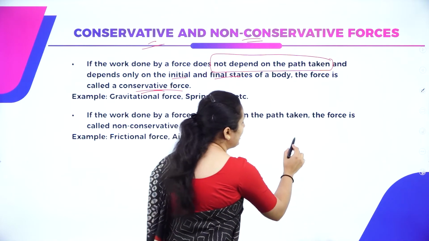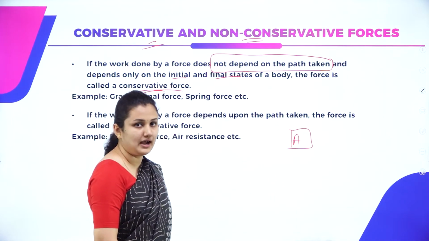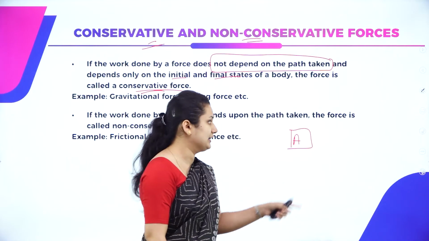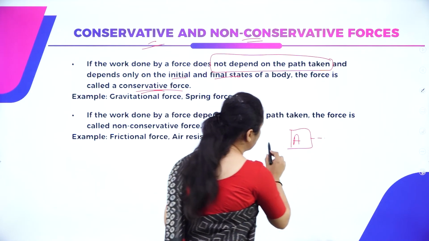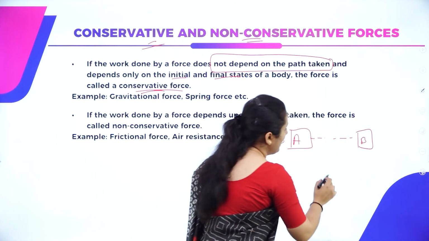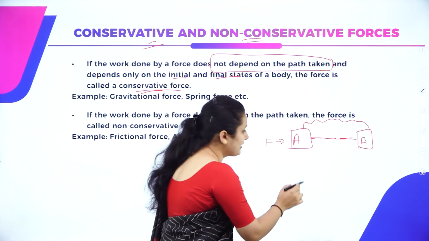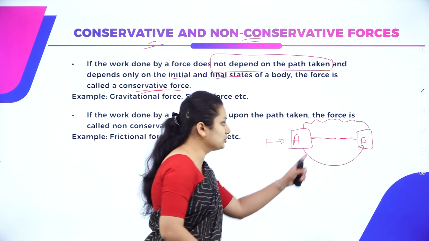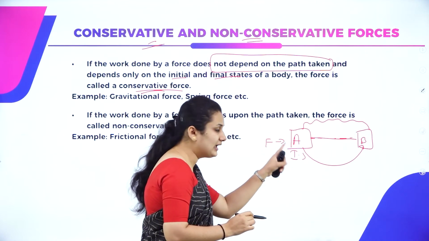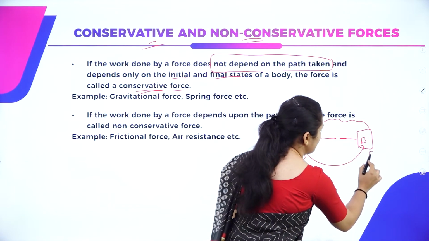For example, I have an object A. Consider I am standing in position A. From position A, a force is applied on me. I will move towards position B. I may move in a straight line, or I might follow a zigzag path, or I might follow a curved path to move towards point B. So this is my initial state. I was standing at point A. Some force has been applied on me. I will move towards point B. This is my final state.